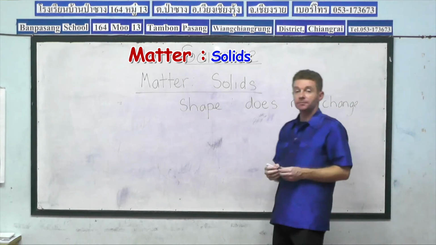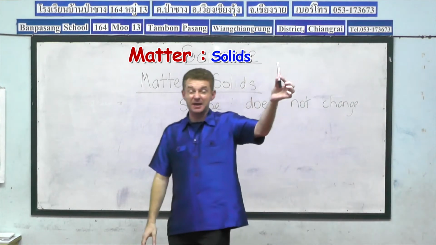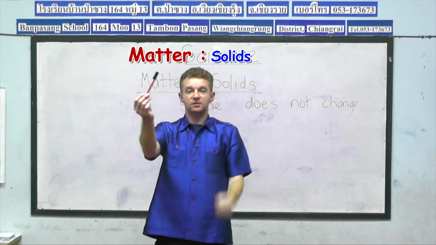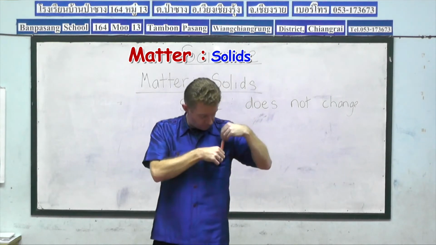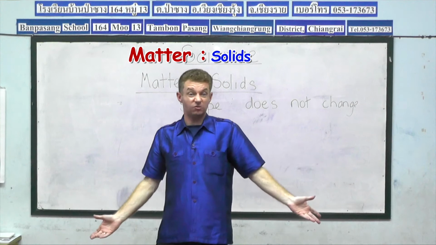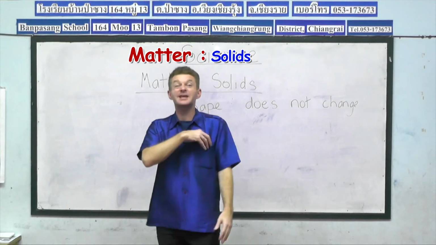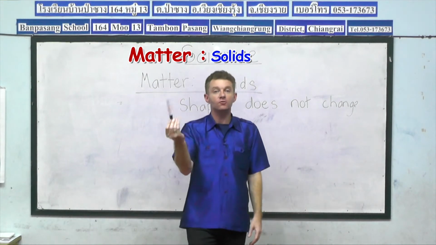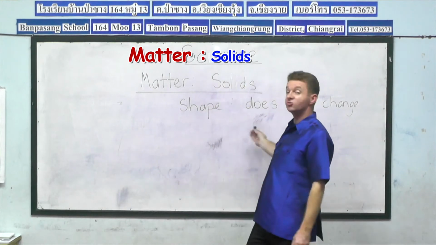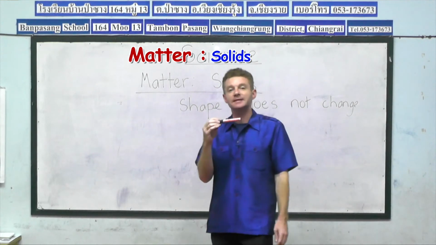For example, this marker pen, I have it in my hand here. It's this shape. If I put it into this pocket, does it change shape? No, it stays exactly the same. All solid objects do not change shape. That's what makes them solid.